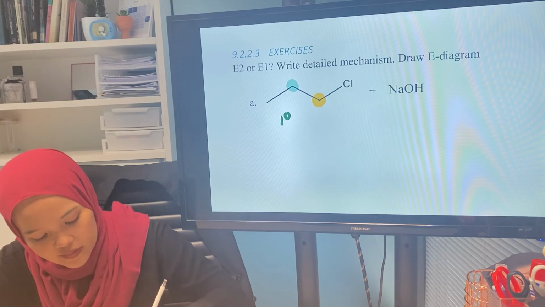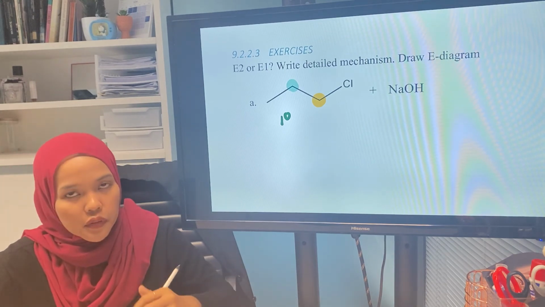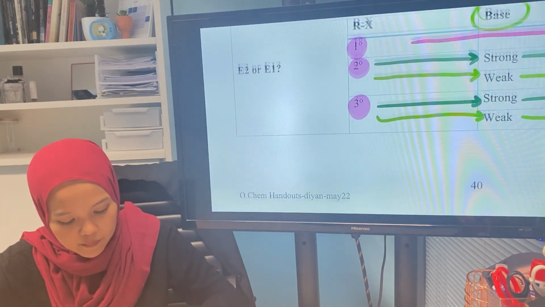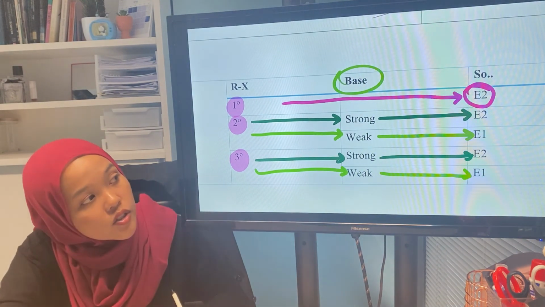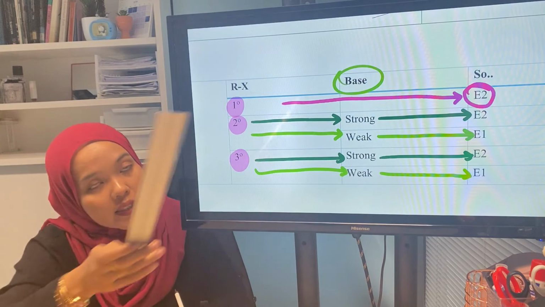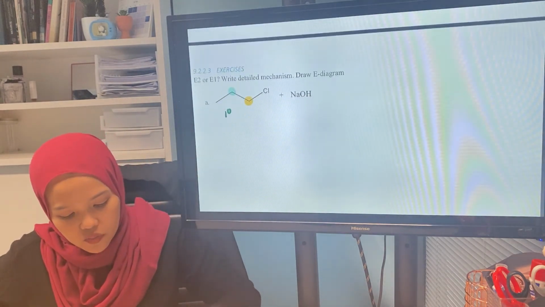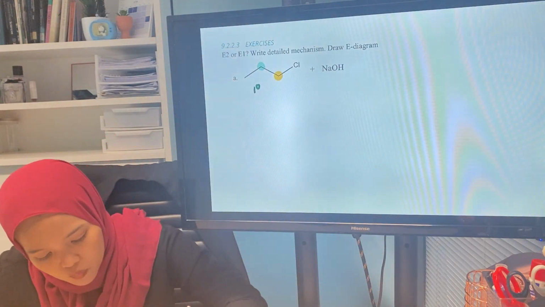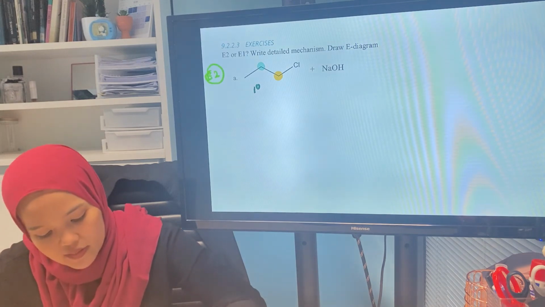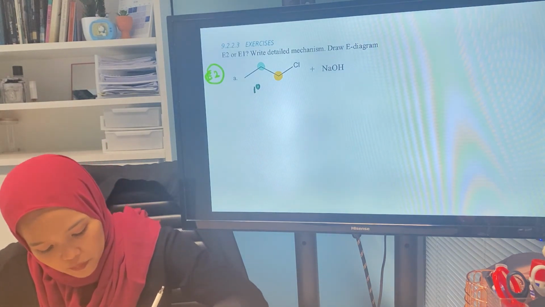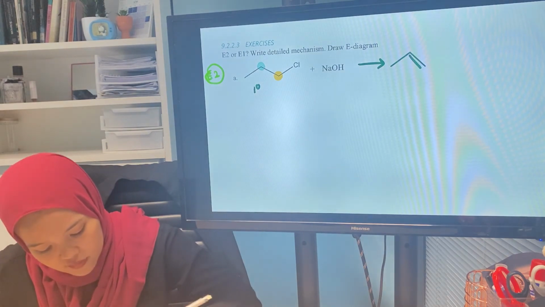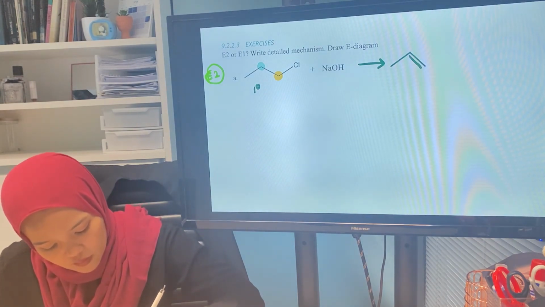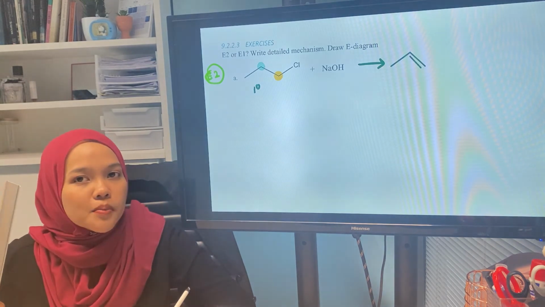So this is a strong base. Do you need to know that is it strong or weak? Don't care, because when it is primary alkyl halide, it will straight go to the E2 mechanism. So this reaction will go with E2 mechanism. So what will be the product? Okay, the product is going to be like this. Okay, so this is going to be the product.